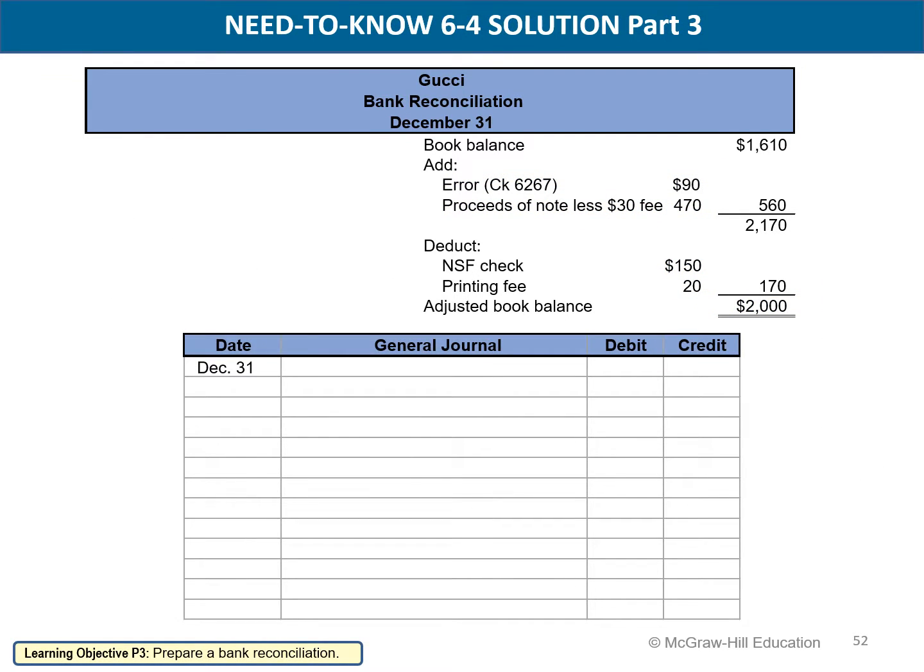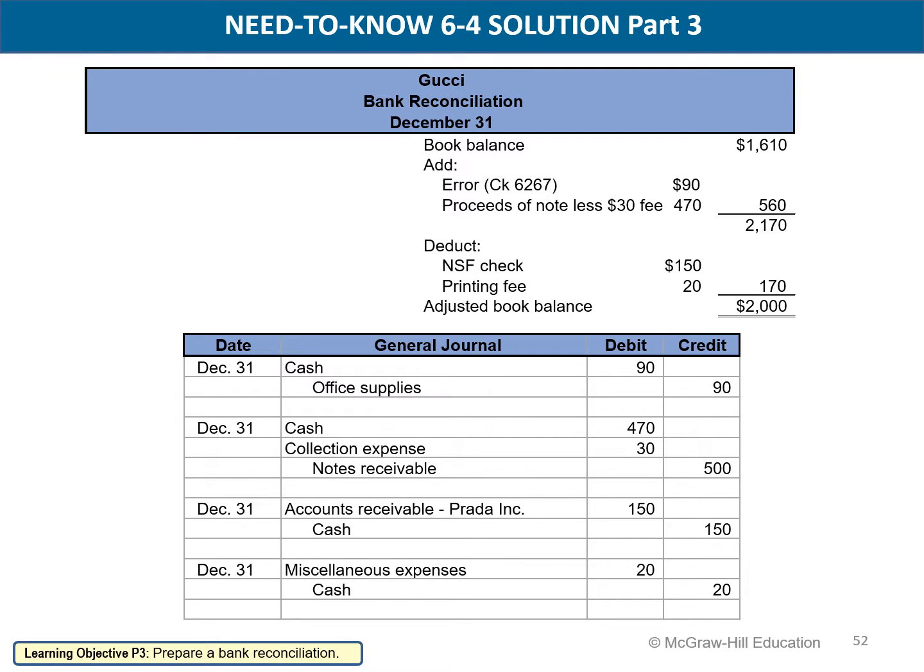Then we have to record the journal entries for the adjustments that we put on our reconciliation, right? So for our $90 that we erroneously recorded at $430 rather than $340, we need to reduce our office supplies and increase our cash by that $90 because we recorded too much expense in our books when we recorded the transaction, right? Then our proceeds that we've collected from a note less the $30 fee, we're going to reduce our note receivable by $500 and we're going to record a $30 collection expense and net cash of $470. So that handles both of those.